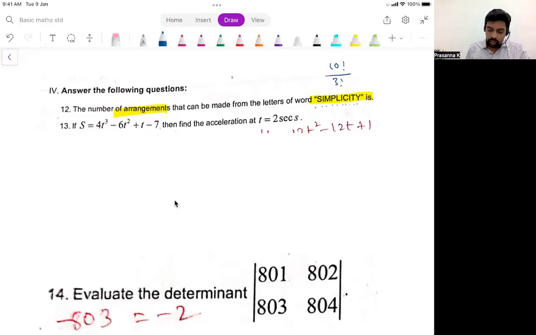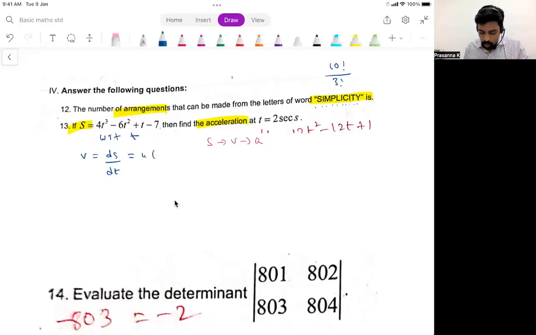Then 13th question, displacement is given in the question. Now the question is we need to find out the acceleration. Please recollect the formula. If you differentiate displacement, you will get velocity. Again, if you differentiate velocity, you will get acceleration. Now we need to find out acceleration at t equals 2 seconds. So first I will differentiate the given equation with respect to time. If I do that, I will get velocity. So velocity equals differentiation of displacement with respect to time. 4 into t cube differentiation. T cube differentiation is 3t square.